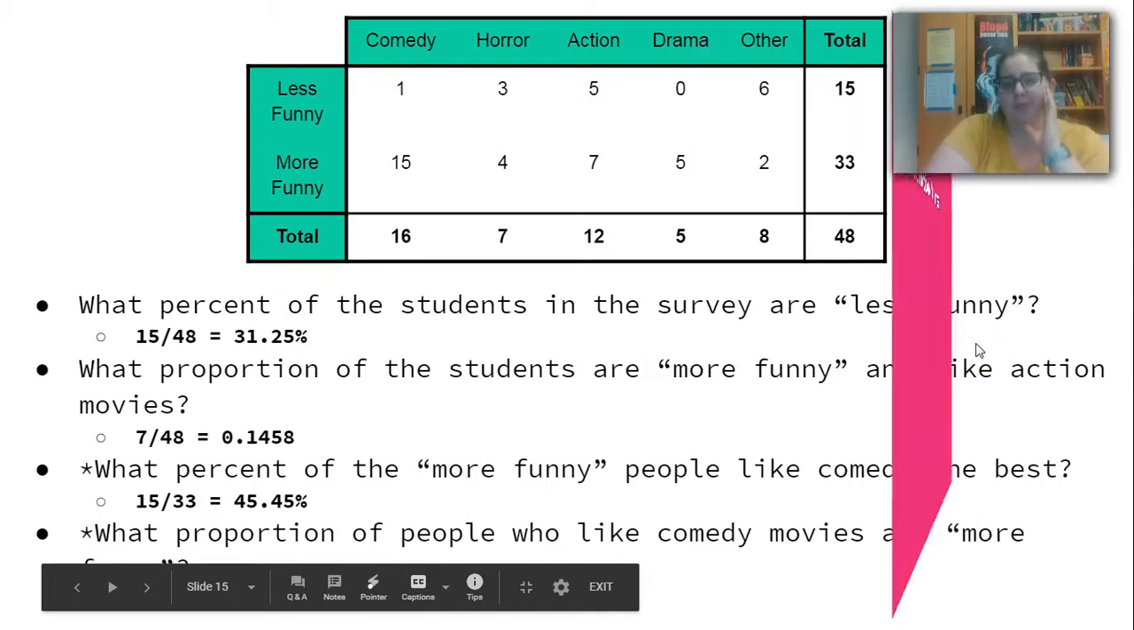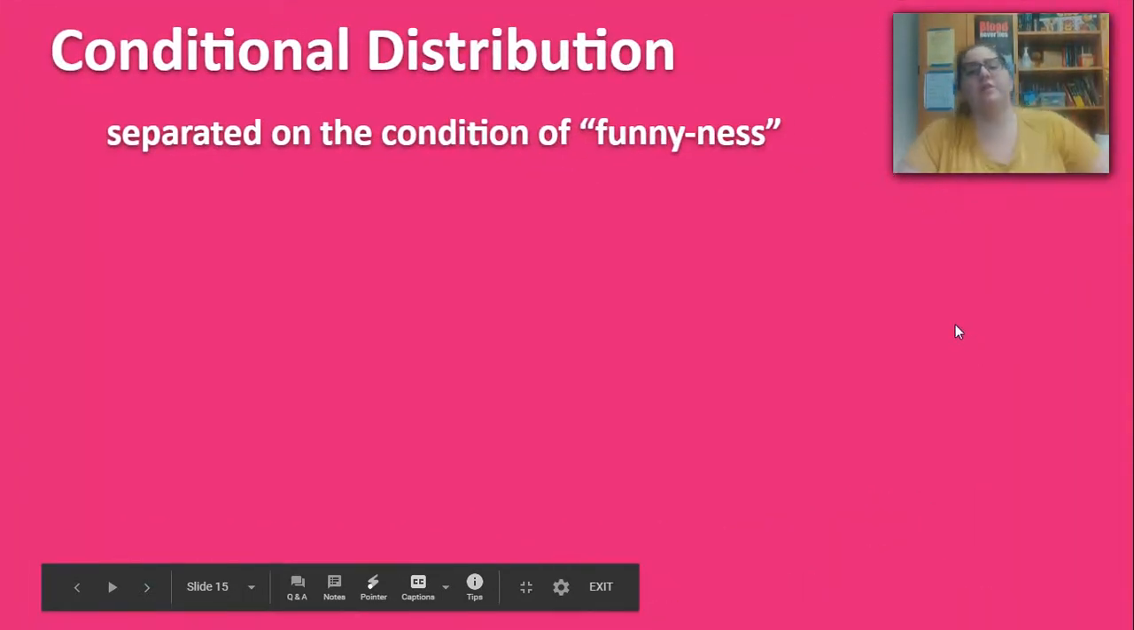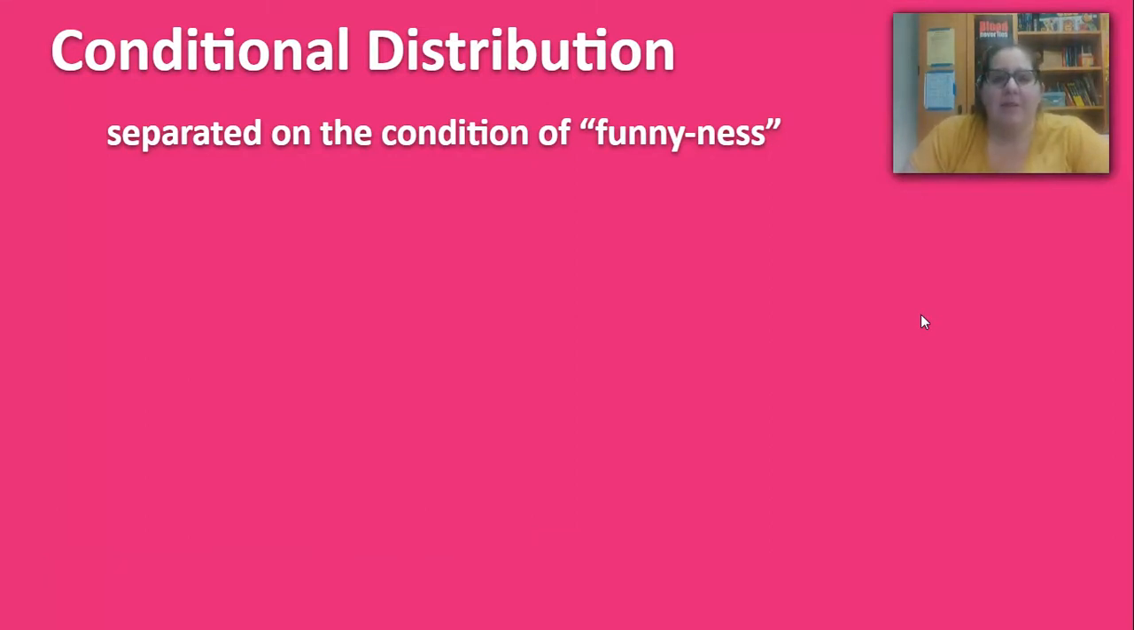Who knew? So that's one thing we can do with those two-way tables is calculate just basic percentages and proportions from the data. We have to pay attention to the "of" statement to know what we're talking about.